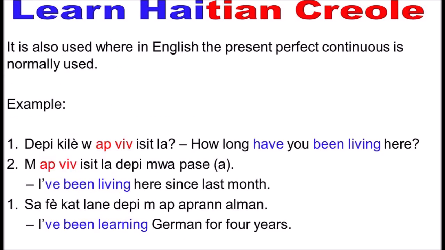It is also used where in English the present perfect continuous is normally used. Example, depuis ki lè wap viv isit la. How long have you been living here? Ma viv isit la depi mwa pase ya. I've been living here since last month.